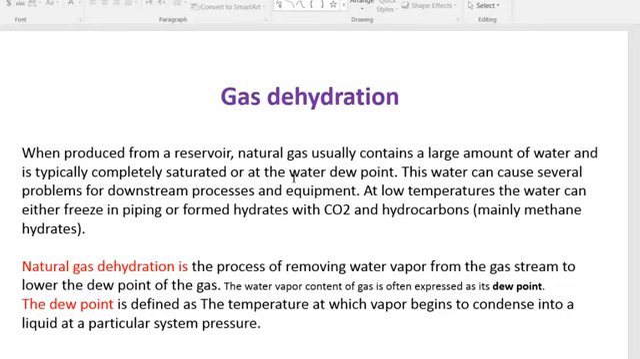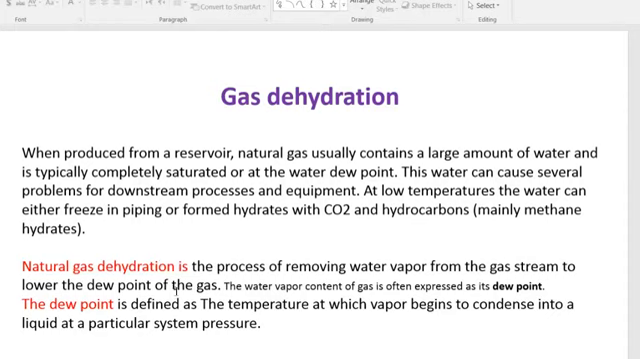The gas comes out from the separator and passes through the gas plant. The gas reaching the gas plant contains a large amount of water vapor. In the gas plant, we remove the water vapor from the gas, and this operation is called natural gas dehydration.